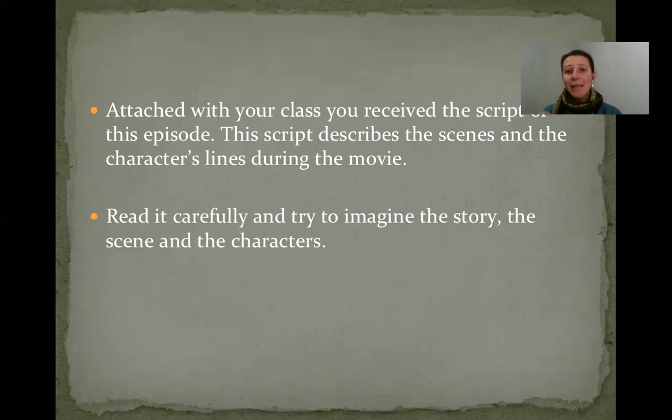Eu quero que vocês realmente picture the scene, ok? Good. Pausa lá o vídeo, faz a leitura, and then you come back. Como se fosse a nossa aula normal, ok, guys?